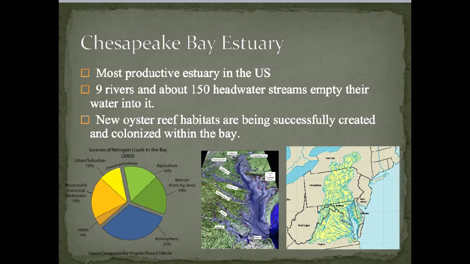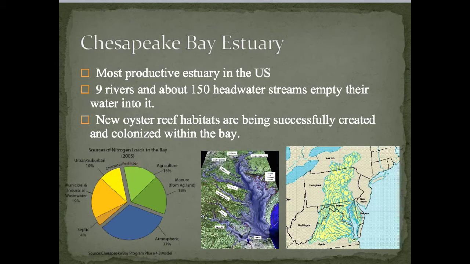But there's been a huge problem in this estuary with agricultural runoff and eutrophication. And you can see here with nitrogen loads. Now nitrogen and phosphorus tend to be the limiting resources in these ecosystems for plant growth. So the more you have them, the more plant and phytoplankton blooms you get.